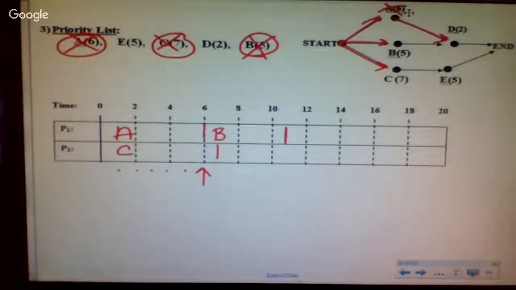We stop at 7 again, because C is finished, and that leads to E. So now E is ready, so we circle it. Is D ready yet? No, not yet, so we don't circle it. Okay, processor 2 needs a task. The first circled one is E. So E goes here. That takes me to 12.